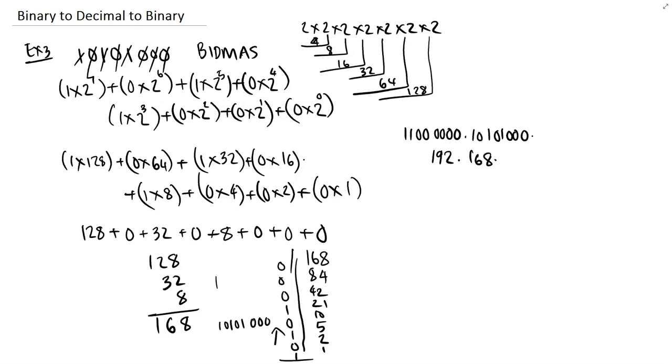And if we have 0, 0, 0, 0, 0, 0, 0, 1, that's dot 1. And if we have, let's say, 0, 0, 0, 0, 0, 1, 0, 1, this is 5. So we put dot 5. That's an IP address.